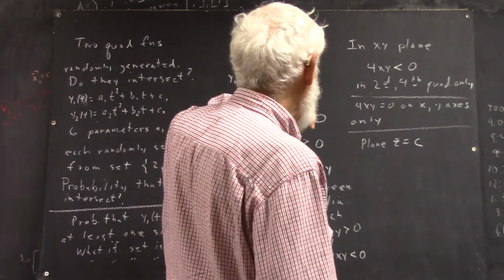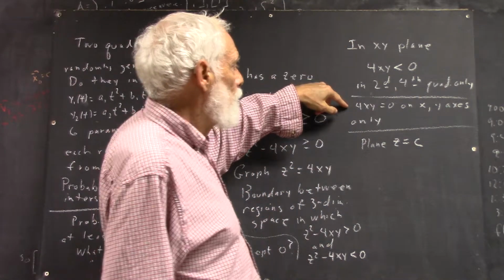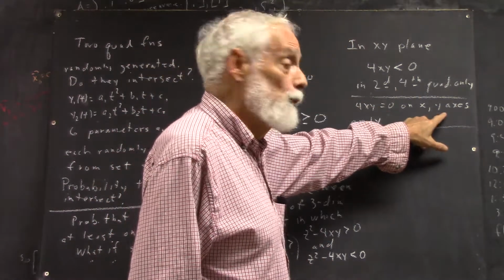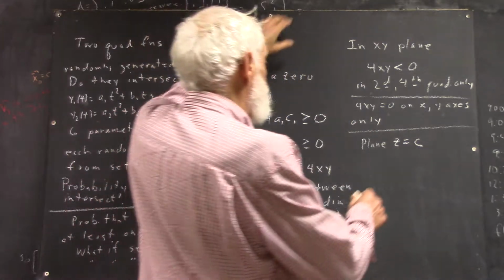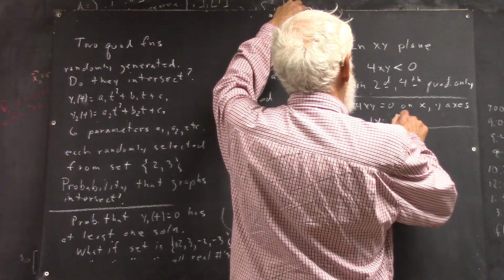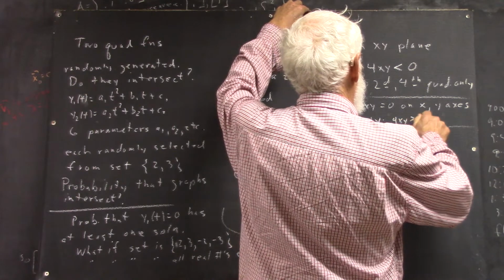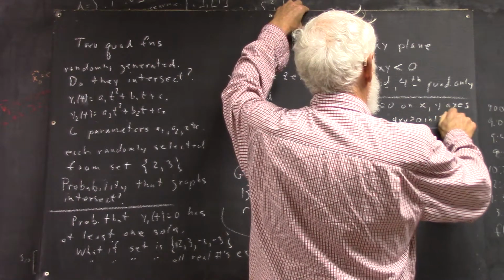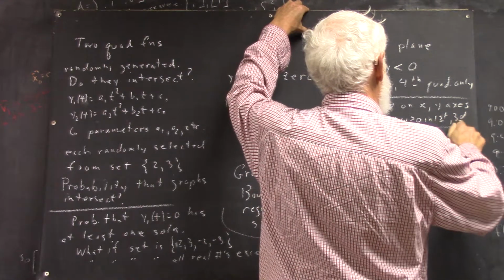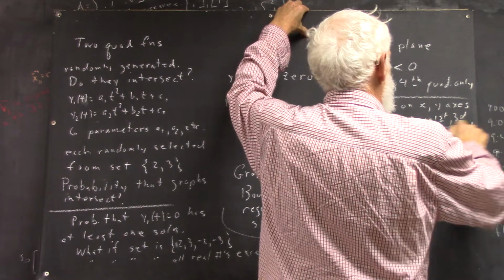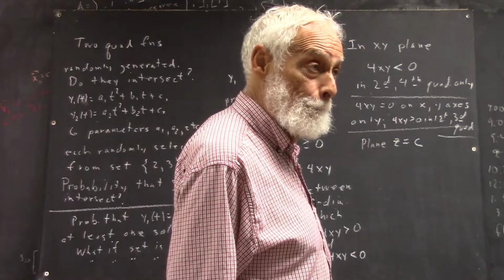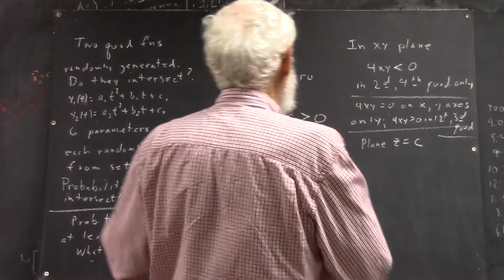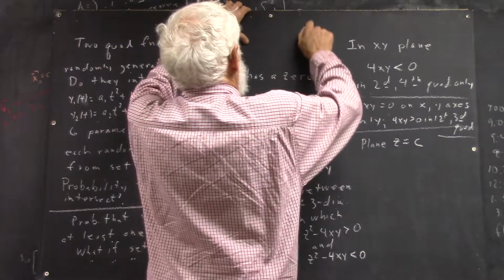Similarly, I didn't write it down. Well, first of all, 4XY equals 0 only in the X and Y axes, but we already kind of dealt with that. And it's greater than 0 in the first and third quadrants, right? So we could even draw a little graph of the XY plane.